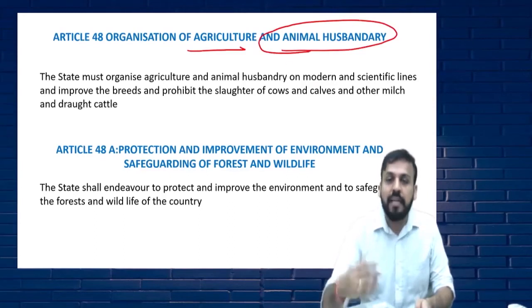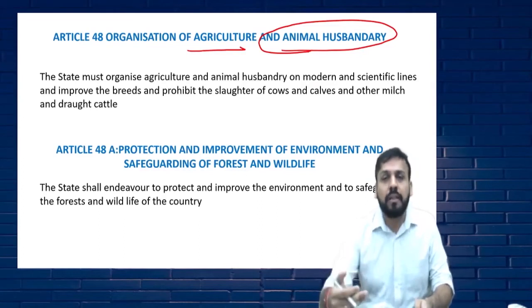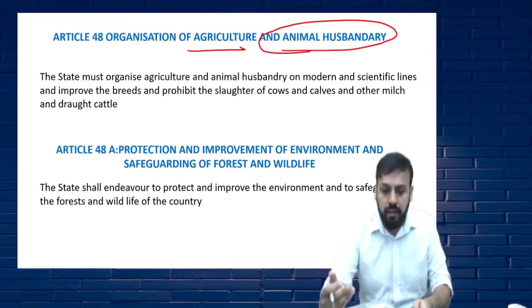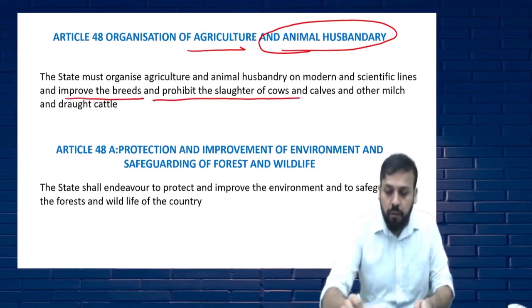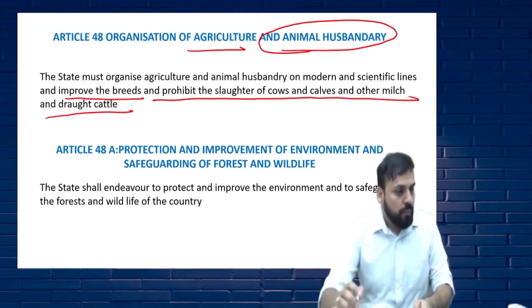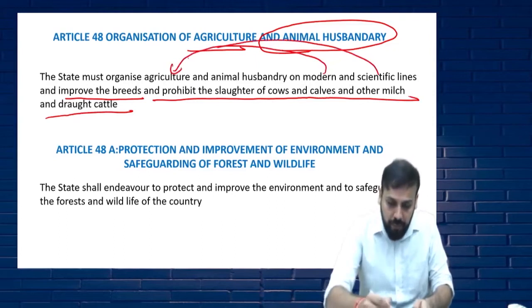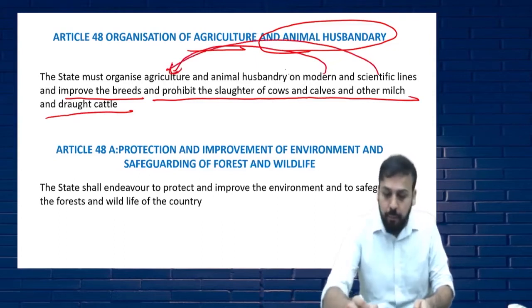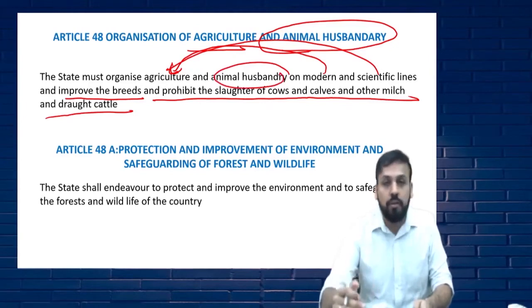Develop good cattle, goat, cow, everything which is good cattle we require. Develop modern and scientific methods in agriculture, improve the breeds, and prohibit the slaughtering of cow and calves and other things. So try to get modernization in agriculture, scientific methods in agriculture, improve animal husbandry, improve their breed, and stop the slaughtering of cow.